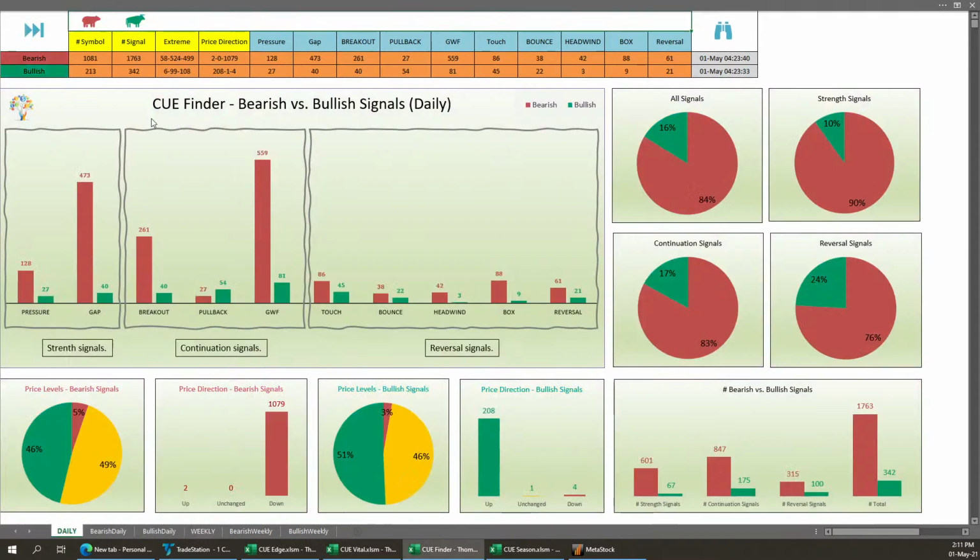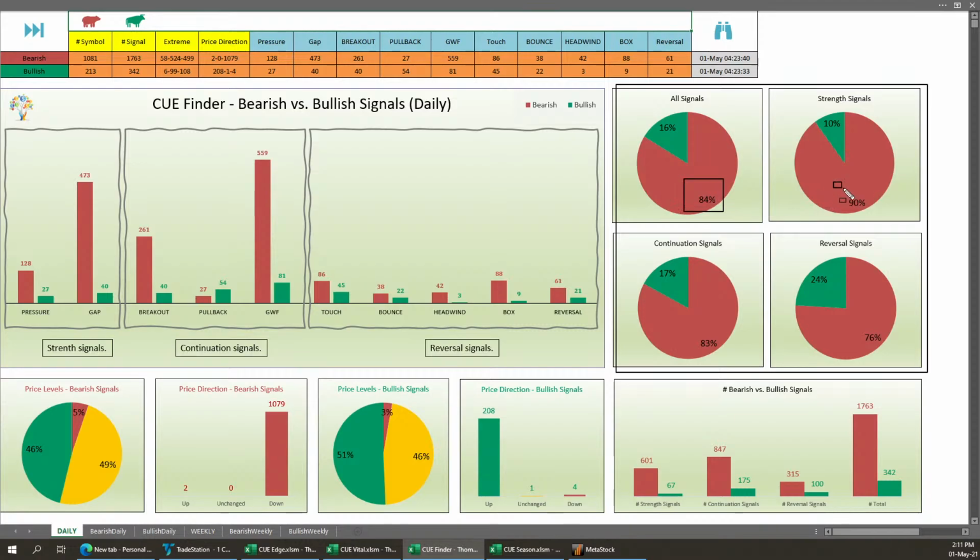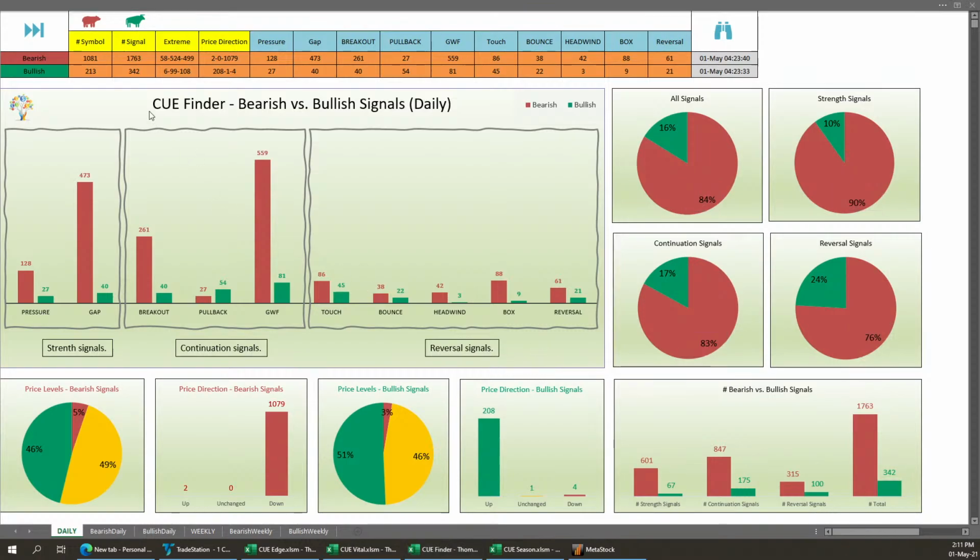What about the daily? Friday's pattern is of course very bearish across the board, whether it is all signals or strength, trend following, trend everything is bearish. So Friday was certainly bearish. See the difference between the total number of bearish and bullish signals. It was bearish across the board. So Friday was certainly not a day to take new long trades.